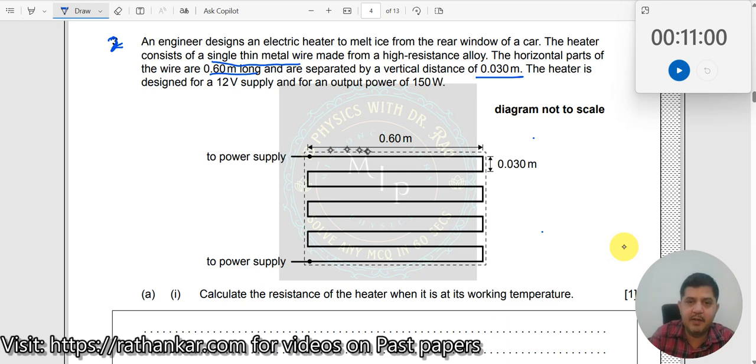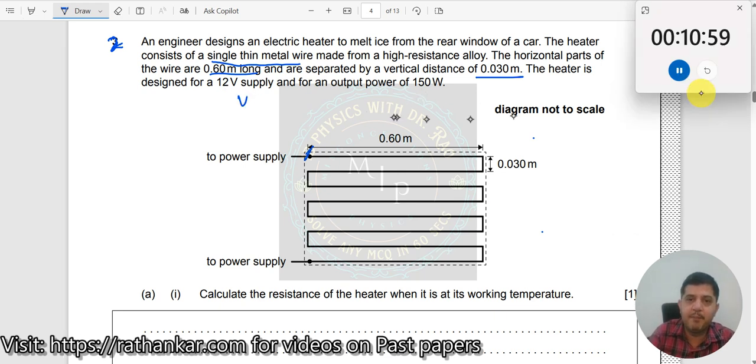This is the heater wire. It starts from here, 0.6 meters long and 0.03 meters. So you see one length here, one width here, one length here, one width here, and they have kept it in a zigzag manner. The heater is designed for a 12 volt supply. Voltage is given, power is also given, 150 watt. Then calculate the resistance of the heater when it is at its working temperature.